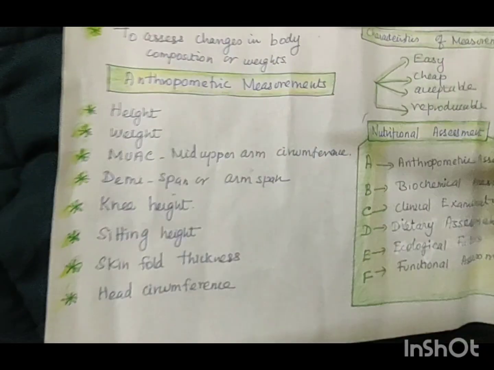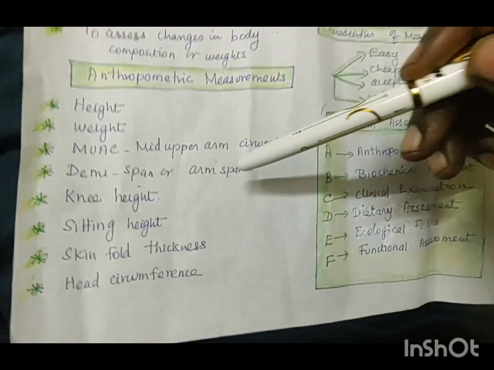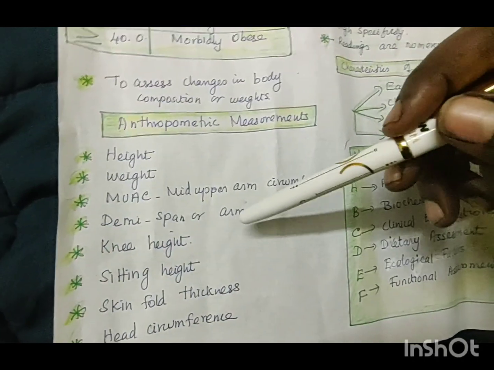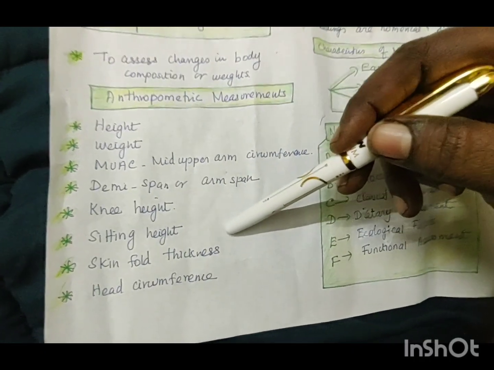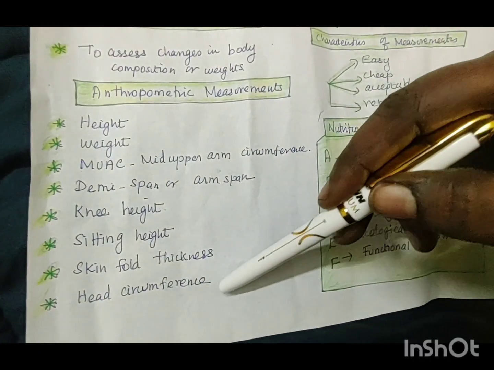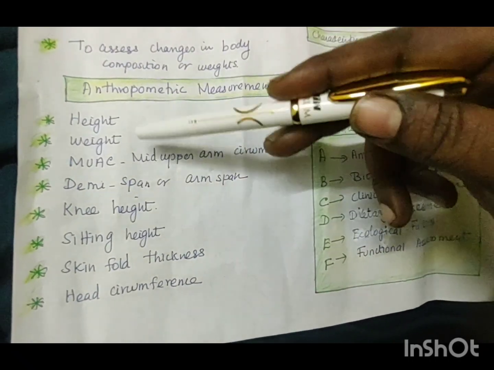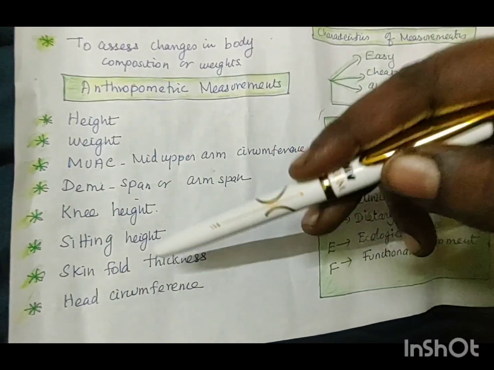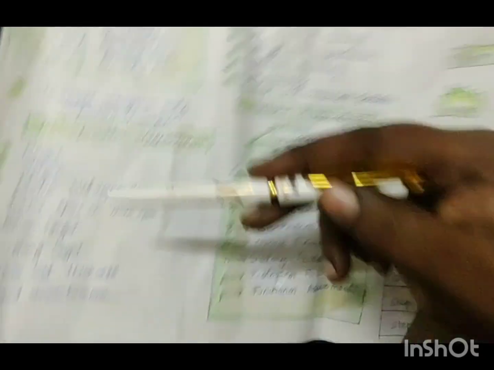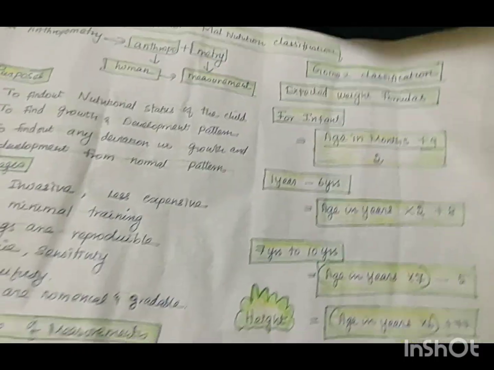The other anthropometric measurements are mainly height, weight, mid upper arm circumference, and the arm span, knee height and sitting height, skin fold thickness, and head circumference. So these are all the main anthropometric measurements. In that, what we are mostly doing are height, weight, mid arm circumference, chest circumference, and head circumference. For children, mainly we will go for the Gomez classification.